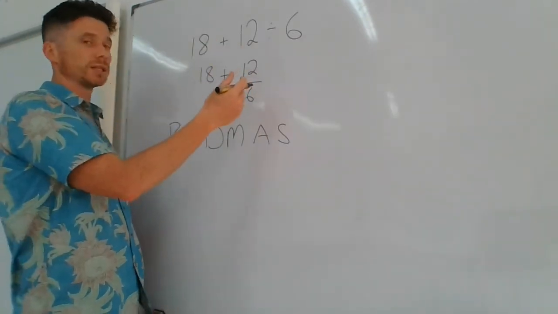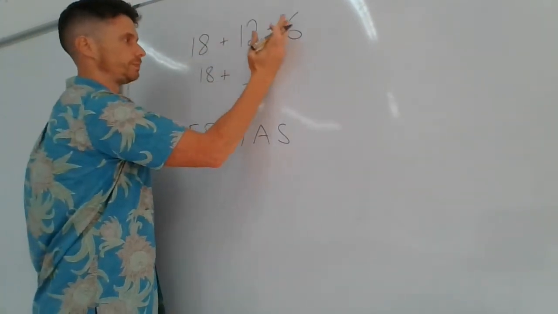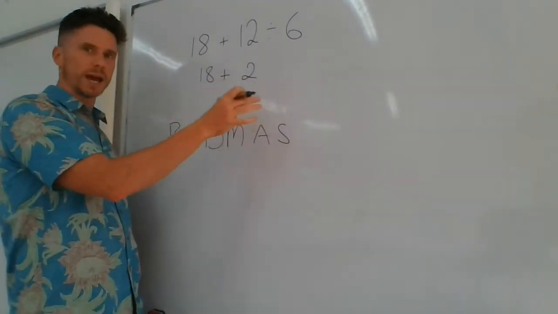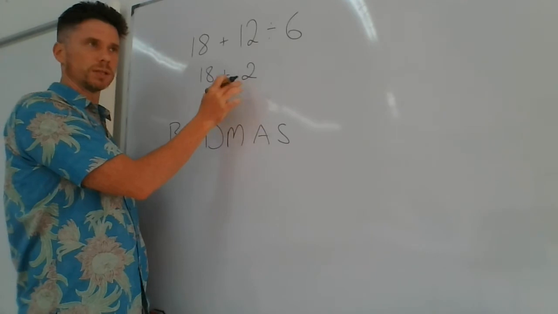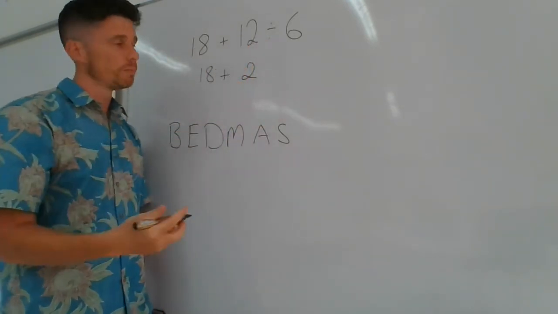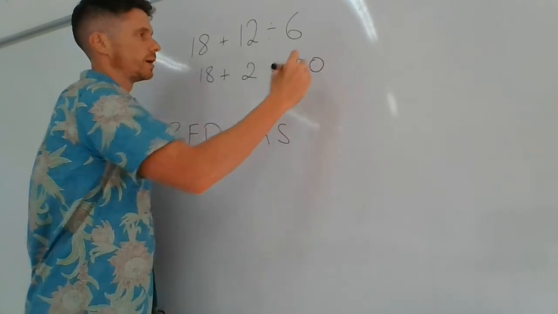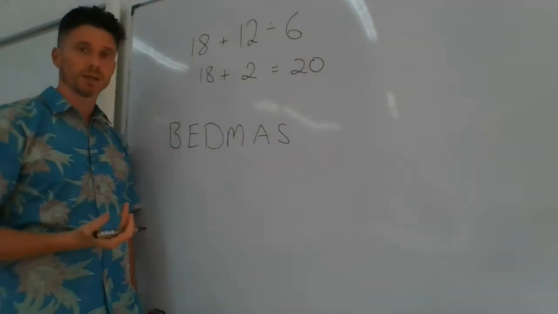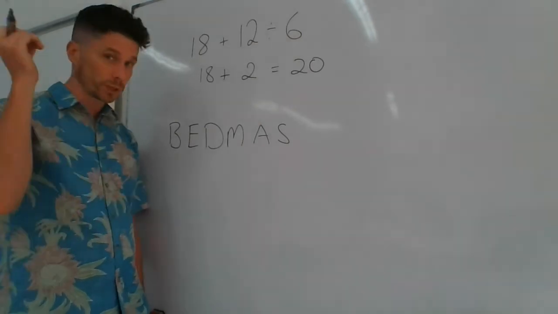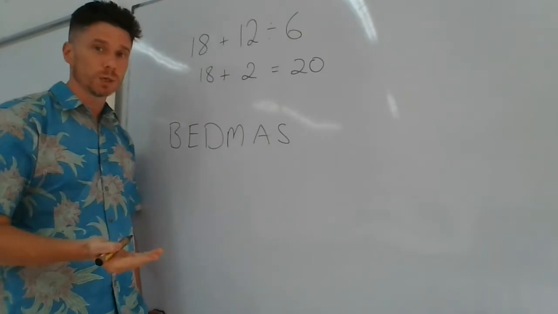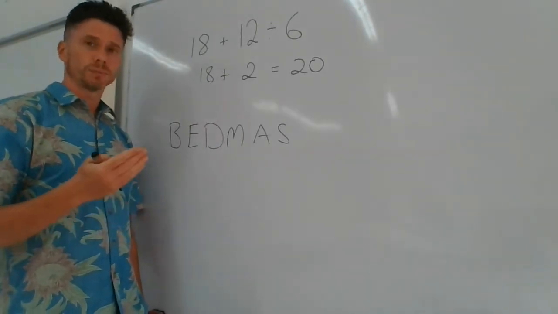So 12 divided by 6 is 2. And therefore, now we can add two numbers. 18 is a fraction and 12 divided by 6 is a fraction. But we can add it now to get 20. So remember, any number can be written as a fraction. Any whole number can be written as a fraction. Just put it over 1. And that is the reason we need this system.